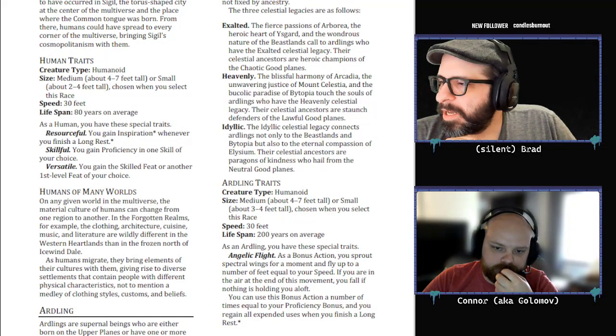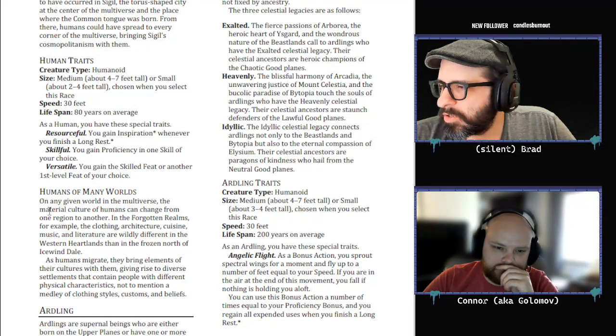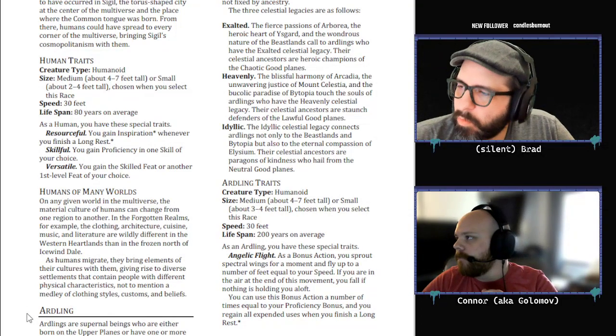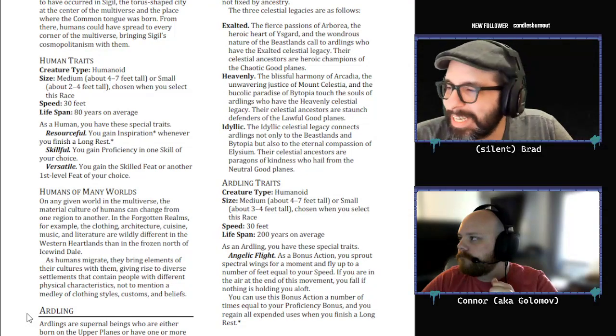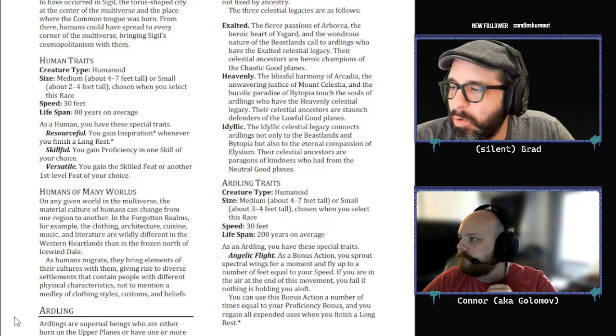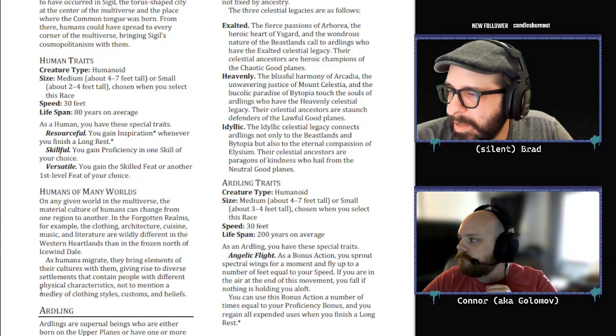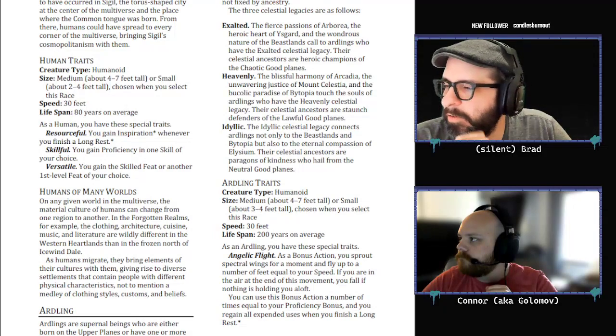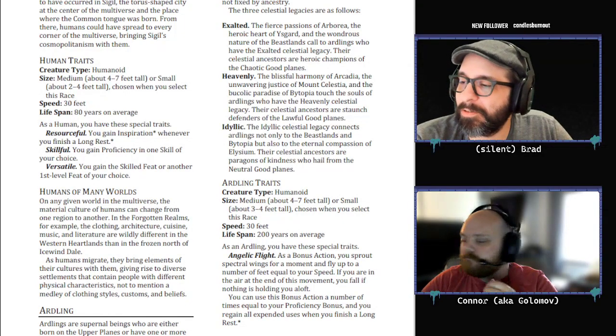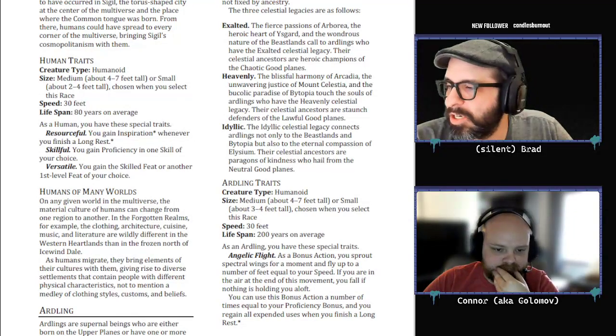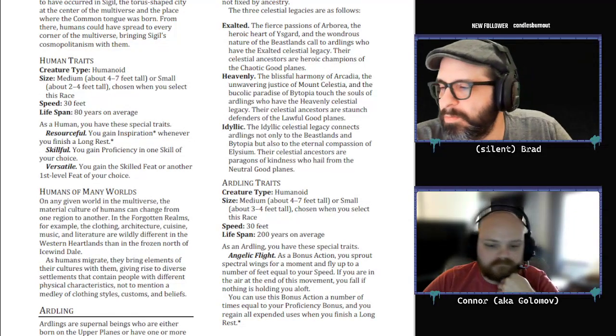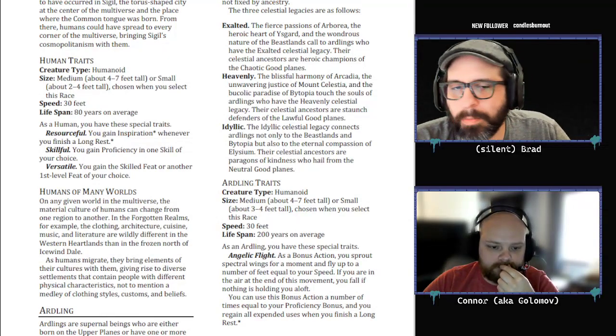And then humans of many worlds. On any given world in the multiverse, the material culture of humans can change from one region to another. In the Forgotten Realms, for example, the clothing, architecture, cuisine, music, and literature are wildly different in the Western Heartlands than in the frozen north of Icewind Dale. As humans migrate, they bring elements of their culture with them, giving rise to diverse settlements that contain people with different physical characteristics, not to mention a medley of clothing styles, customs, and beliefs, which all makes sense.